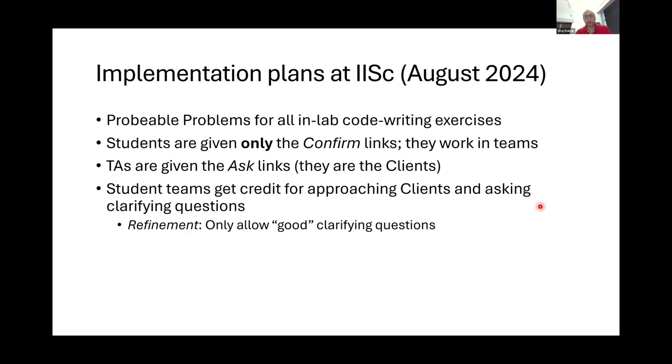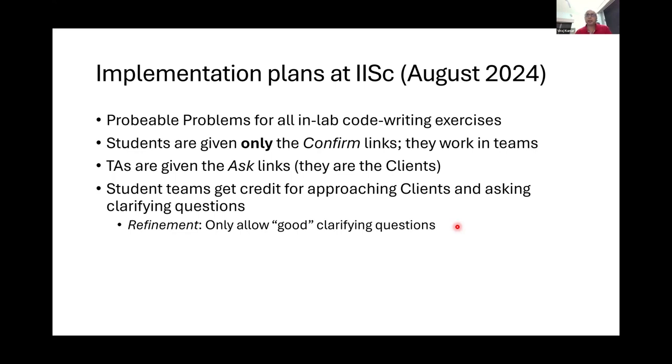There is a small refinement here. Right now, the clients, the ask links that I have shared with you, the one that I have shared with you, and I will share another one. They're very good clients. They will instantly answer any question that you might have. And of course, no real world client is like that. We do want to make sure that our students ask quote unquote good clarifying questions. And we do have some ideas about how we can make our clients stay silent or be dismissive of questions where it's clear from even the given details what should be done.